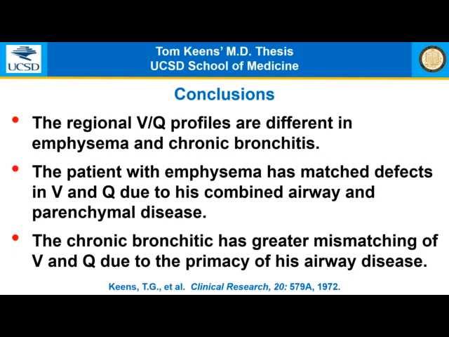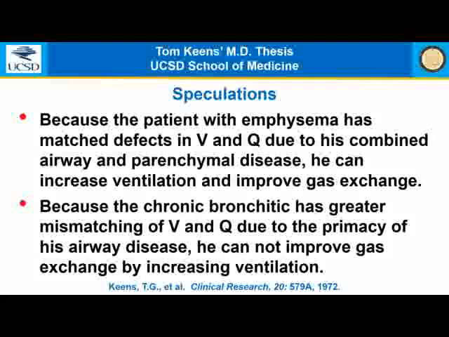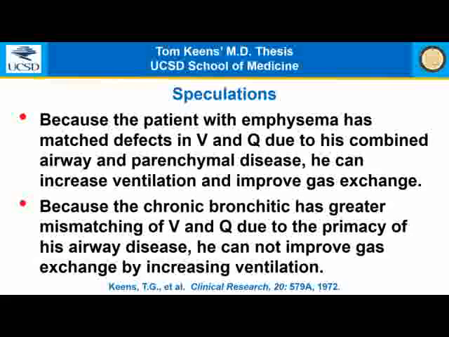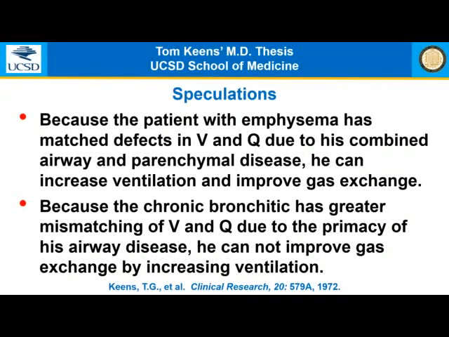The patient with emphysema has matched defects in ventilation and blood flow due to combined airway and parenchymal disease. The chronic bronchitic has greater mismatching of ventilation and perfusion due to the primacy of his airway disease. So we speculated that because the patient with emphysema has matched defects, he can increase ventilation and improve gas exchange. However, because the chronic bronchitic has greater mismatching due to primacy of his airway disease, he cannot improve gas exchange by increasing ventilation.